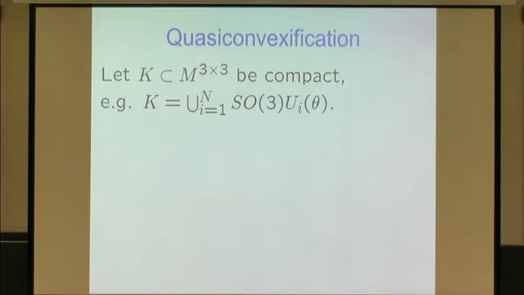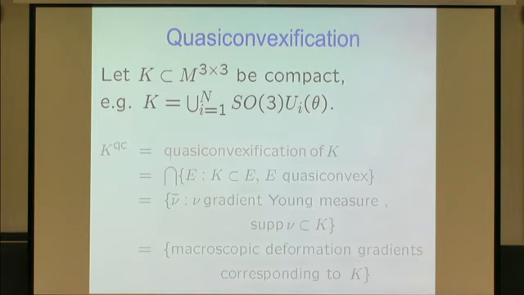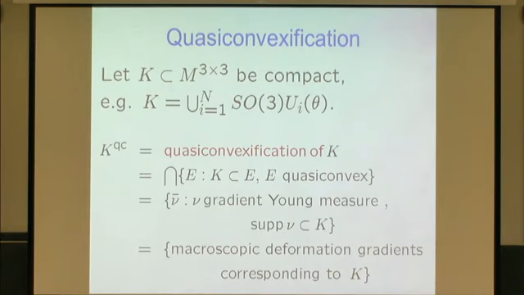Right, well, now you can quasi-convexify things, both functions and matrices, sets of matrices. So if you take a compact set of matrices, K, for example, a bunch of Martin-Zittig energy wells, then you can define its quasi-convexification, KQC, which is the intersection of quasi-convex sets that contain it. So a quasi-convex set is the zero set of a non-negative quasi-convex function. Take all the quasi-convex sets that contain K, take their intersection, you get the quasi-convexification.